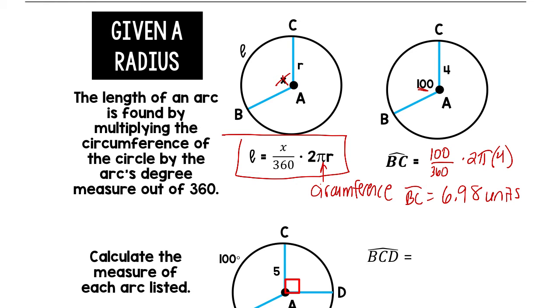This is a length, like the perimeter is a length. The arc length is just the length of this segment of the circle. So it's going to be units, no exponent needed here.